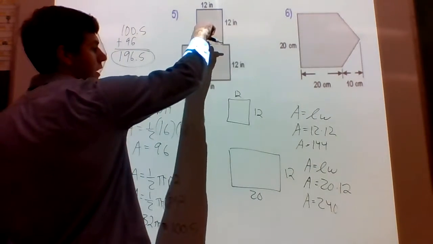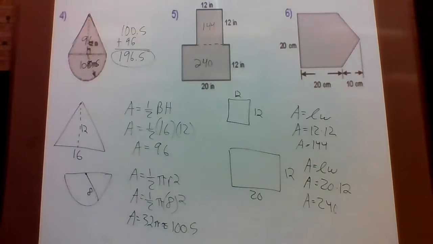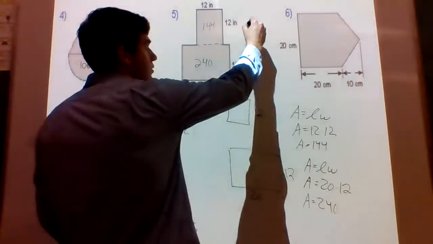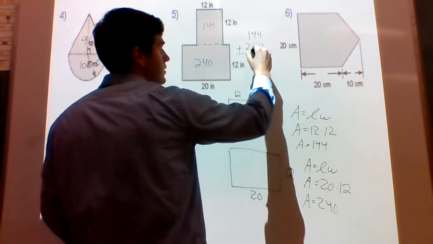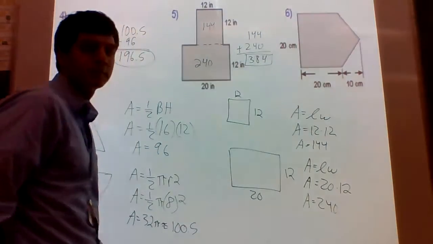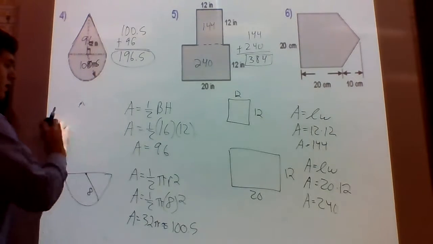The area of the top rectangle is 144. So what is the area of the whole thing? The area of the whole thing is the area of these two rectangles added together. So 144 plus 240 is going to give us 348. Okay.